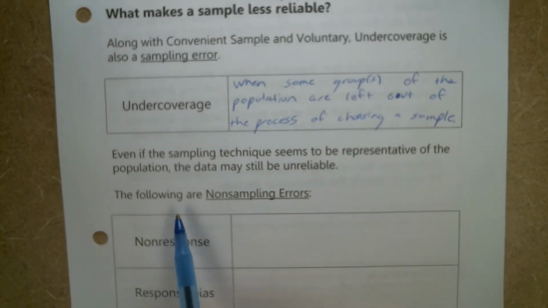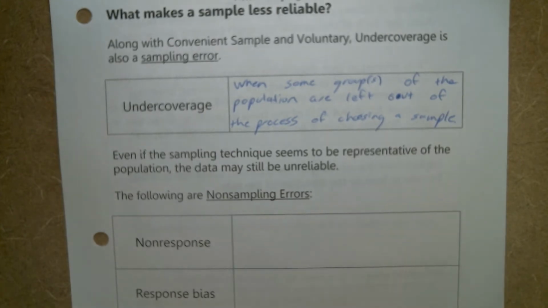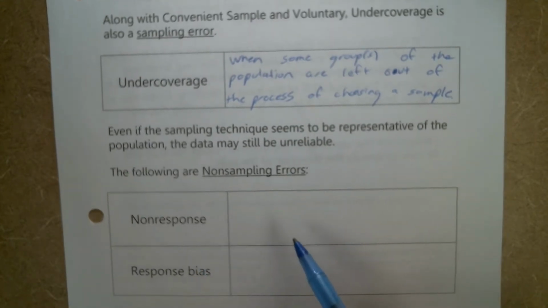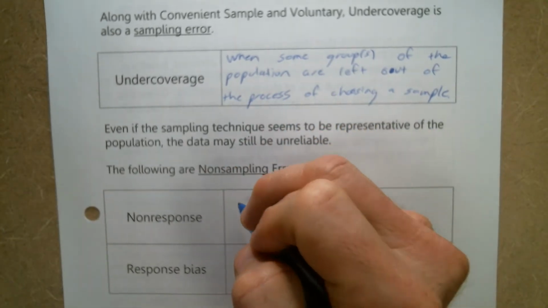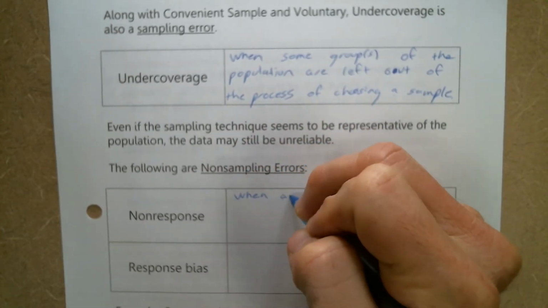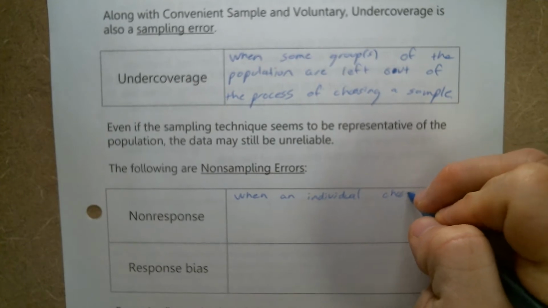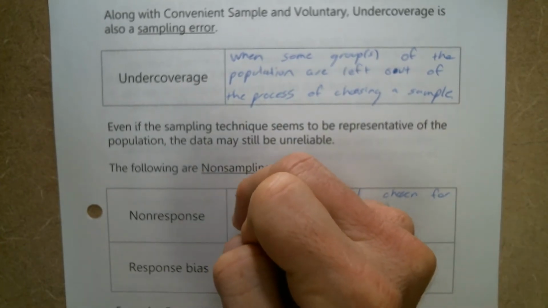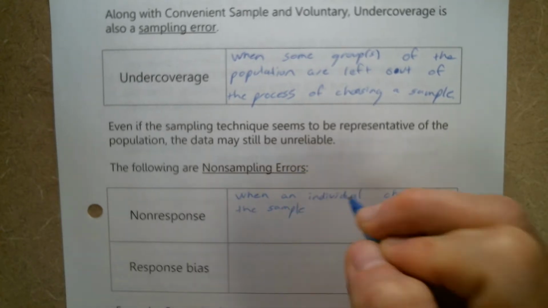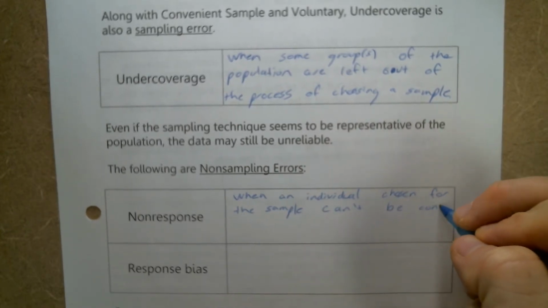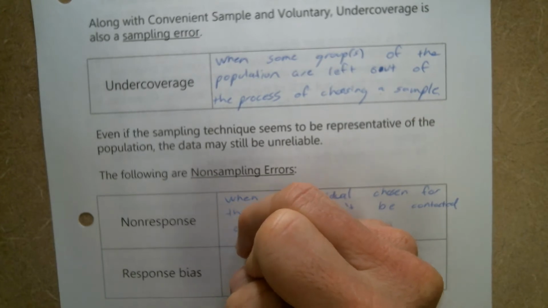All right. The following are called non-sampling errors. Let's take a look at what these are, and then I'll explain the difference between sampling and non-sampling errors. One is non-response, and this is what I've been hitting on the last couple of warm-ups. This is when an individual chosen for the sample can't be contacted or refuses to participate.